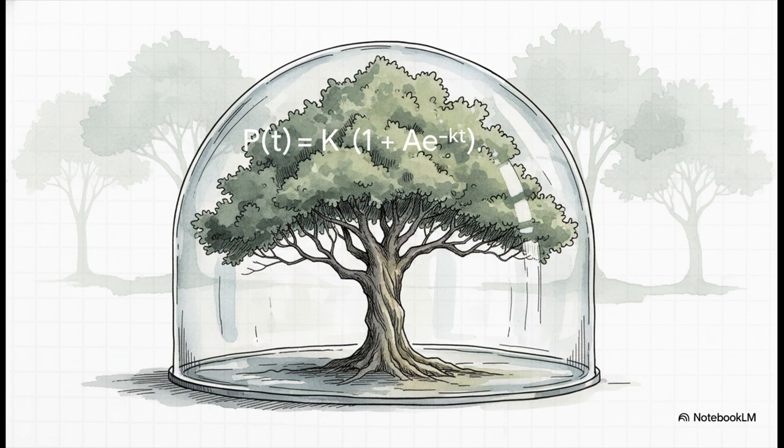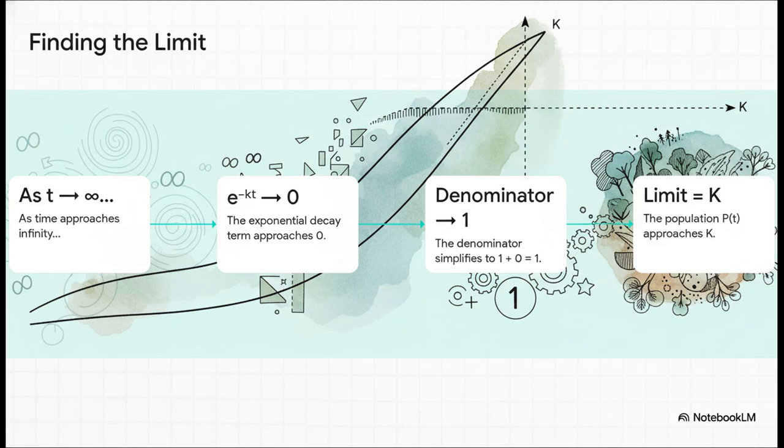Now, I know it looks a little scary, but all it does is add a crucial limiting factor into the equation to model what really happens. So let's do what we do best and take the limit. What happens to this population, like way, way down the road as time goes to infinity? Well, look at that term e to the negative kt. Remember, a negative exponent just means you flip it to the denominator, so it's really 1 over e to the kt. As t gets gigantic, that whole thing shrinks down to basically 0, so the denominator just becomes 1 plus 0, which is 1, and the population, P of t, approaches K.